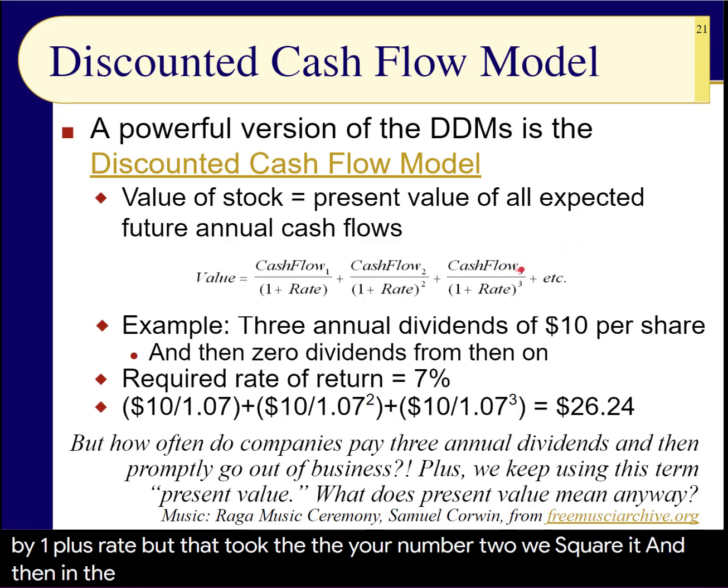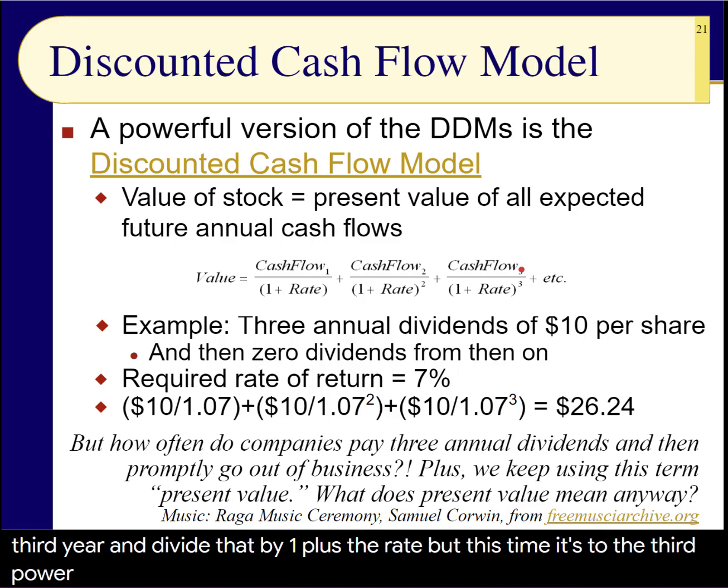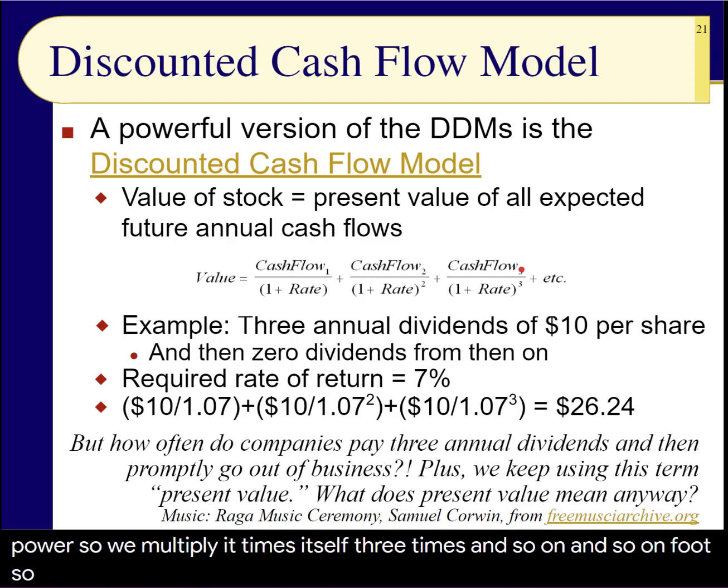And then in the third year, we take whatever cash flow we receive in that third year and divide that by 1 plus the rate. But this time it's to the third power. So we multiply it times itself 3 times. And so on and so forth, however many years you're going to do.